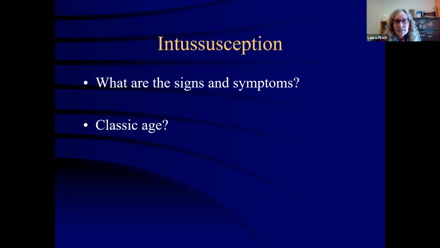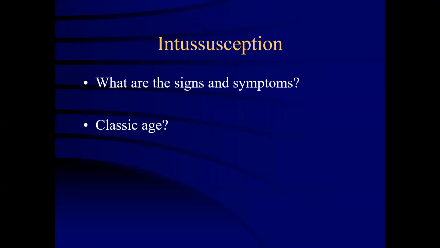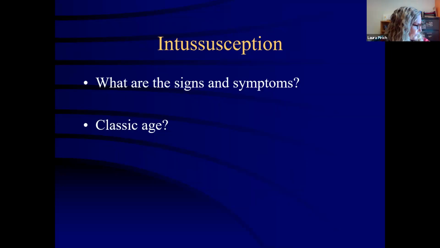So let's move on to intussusception. So y'all tell me, what are the signs and symptoms of intussusception? The classic signs and symptoms in the classic age. Intermittent abdominal pain. Right? Bloody stools. Right? What's the classic age? 3 months to 3 years. Right. Okay. So if you have a kid that comes in that fits that description and they're 2 years old or 3 years old, then that's probably just your general intussusception.